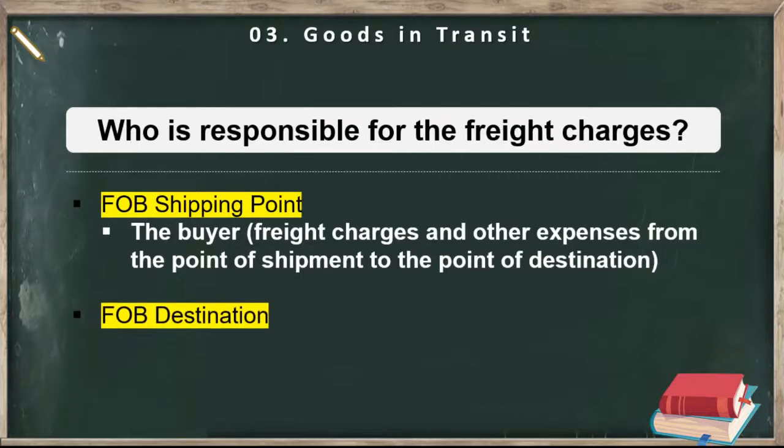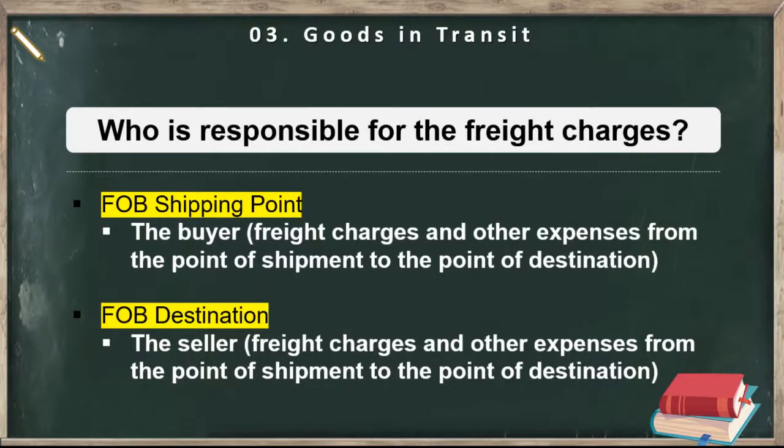For FOB destination, since the seller is the owner of the goods while in transit, remember, the title is transferred only when the goods arrive at the destination. Since the goods are still traveling and have not arrived at the destination, the owner is the seller. Therefore, whoever owns the goods while in transit should pay for the freight charges.